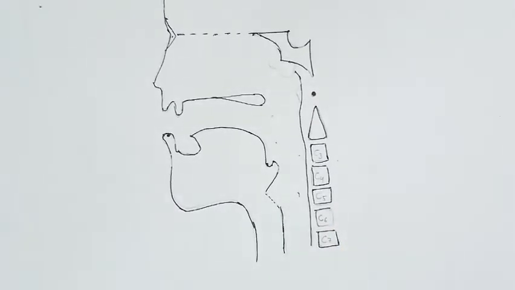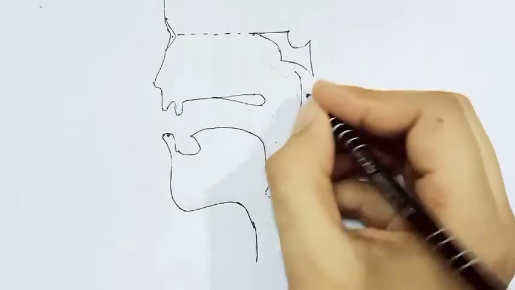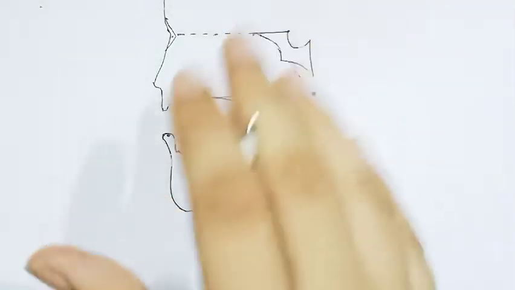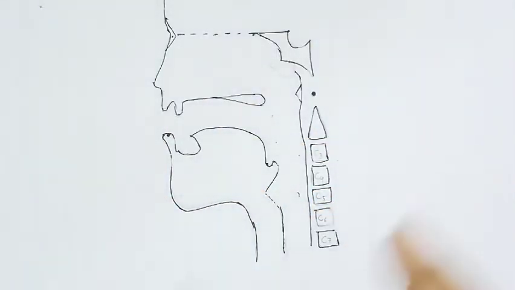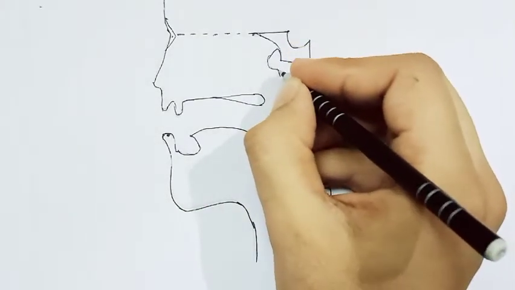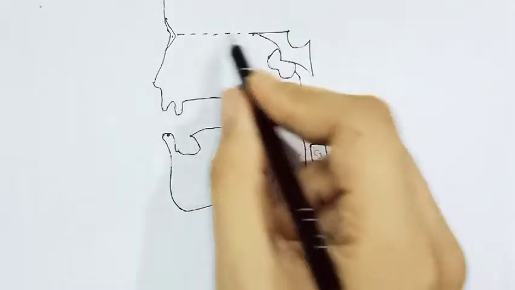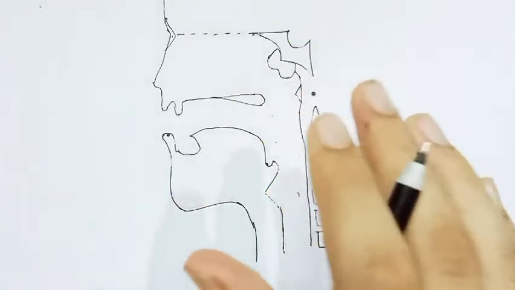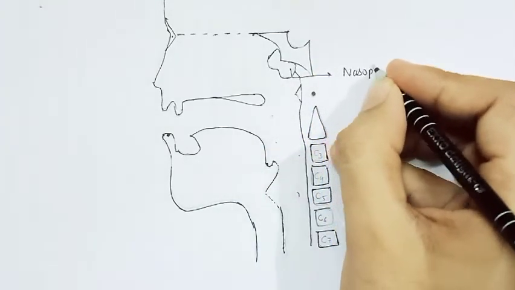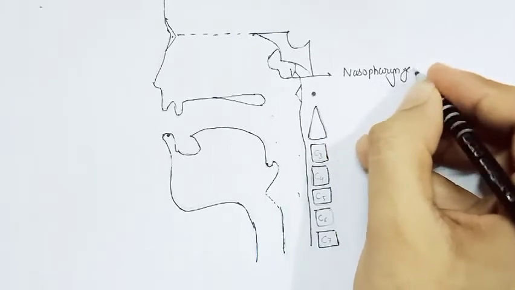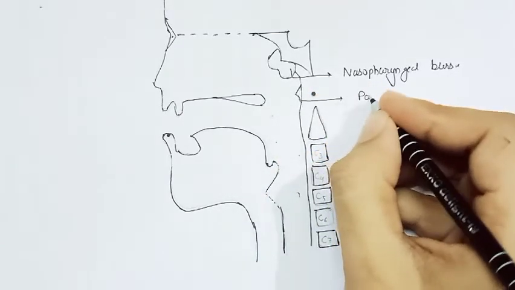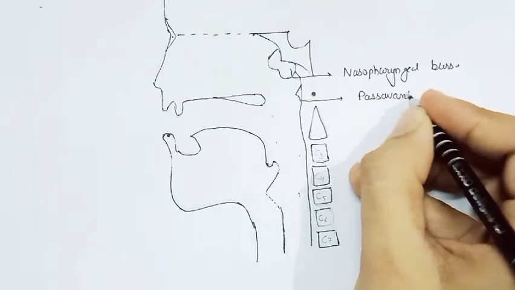Okay. So just at the front of the arch we have something called the passavant ridge. What is the passavant ridge? I will be having a separate video on this, so you can stay tuned by subscribing and pressing the notification bell. Here we have one more structure that is called the nasopharyngeal bursa. See, it is related to the nasopharynx, and here is a bursa, so the name is the nasopharyngeal bursa. This is the passavant ridge.